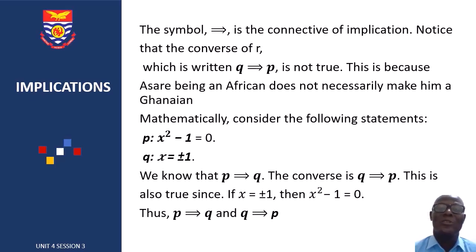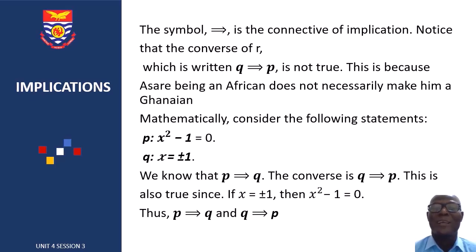Now let's note that the converse of the statement R, which is the combination of P and Q, is not true. This is not true because Q implies P means if Asari is an African, then Asari is a Ghanaian. But the fact that Asari is an African does not mean Asari is a Ghanaian. Asari may belong to any other country, and hence that statement is not true.